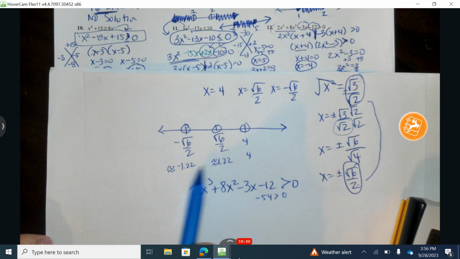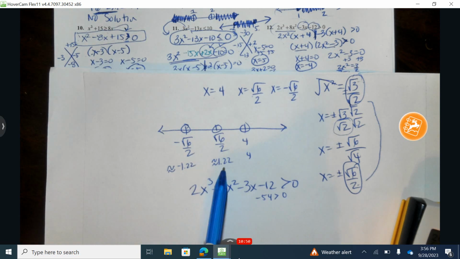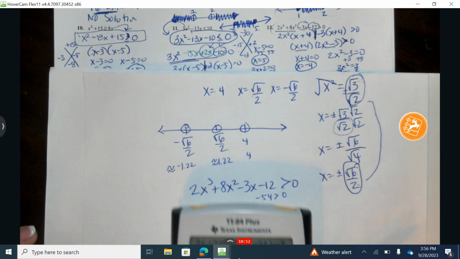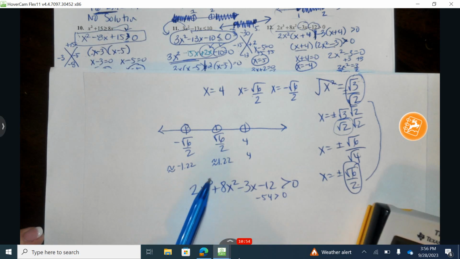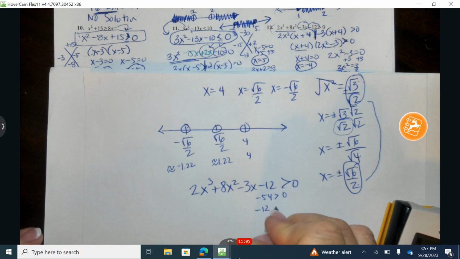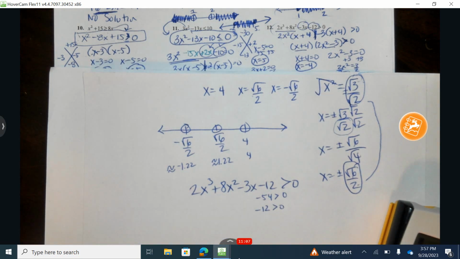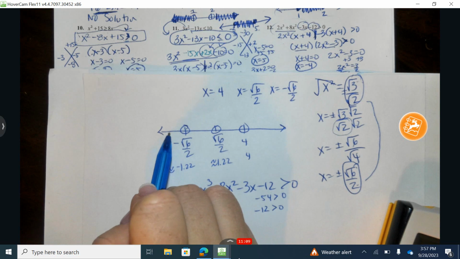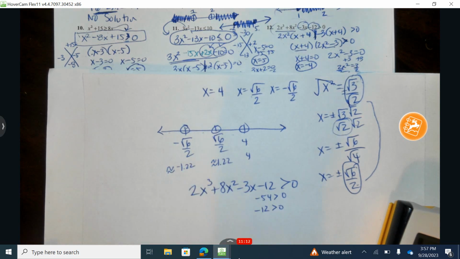Now, what's in between these? Well, in between -1 point something and +1 point something is 0. Let's try 0. 0 cubed is 0. 0 times 2 is 0. 0 squared is 0. 0 times 8 is 0. So I have 0 plus 0, -3 times 0, 0, minus 12. That would be -12. Is -12 greater than 0? It's not true. So this is a no. Let's try in between here.